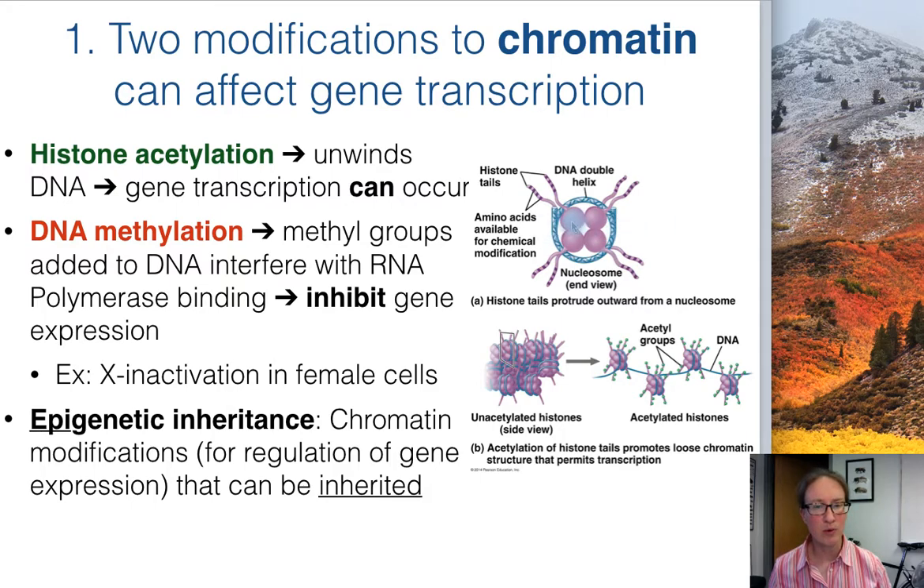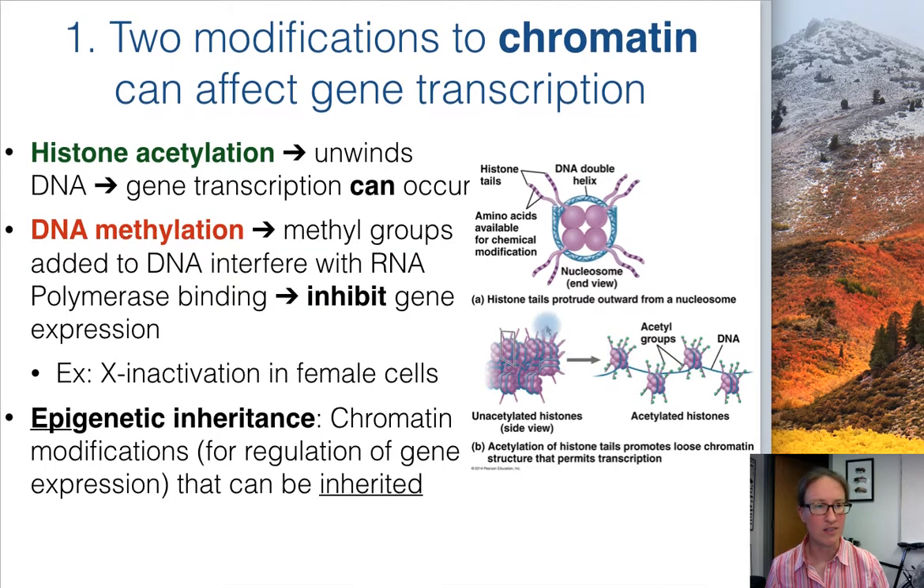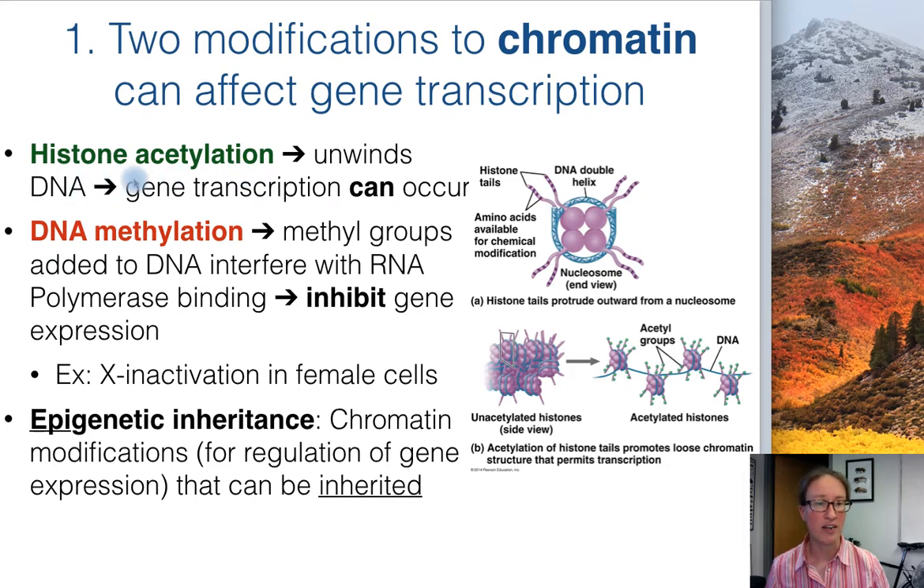And histone proteins have a set of tails that protrude out from the DNA that's wrapped around them. And when those histone tails have acetyl groups added to them, that actually repels histone groups from each other and exposes more of the DNA that's between them and facilitates gene transcription. So acetylation is associated with an increase in gene transcription rates.